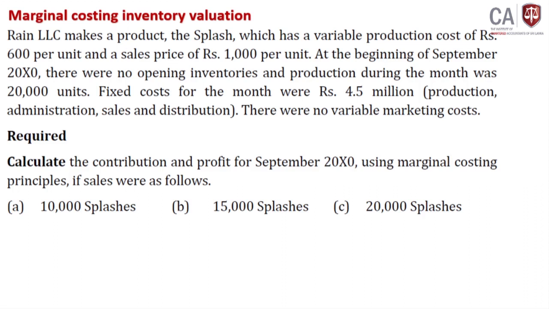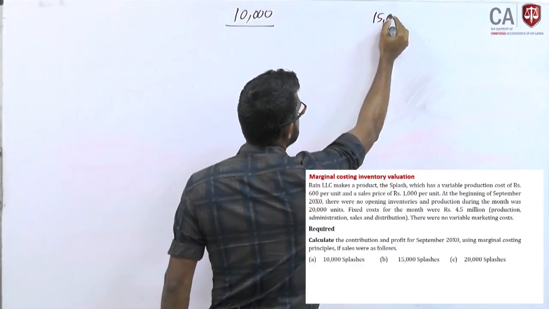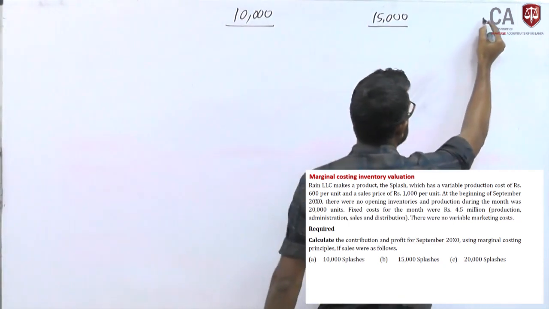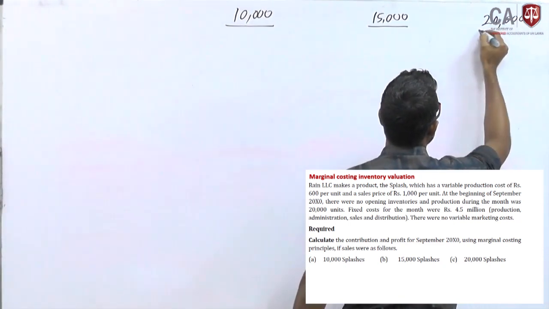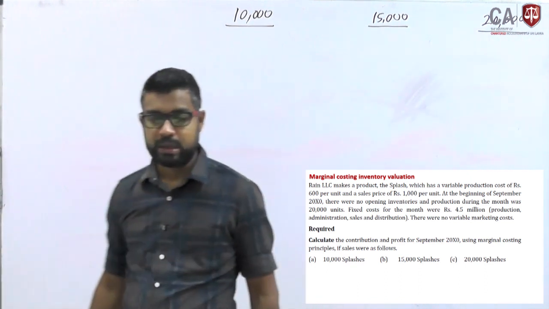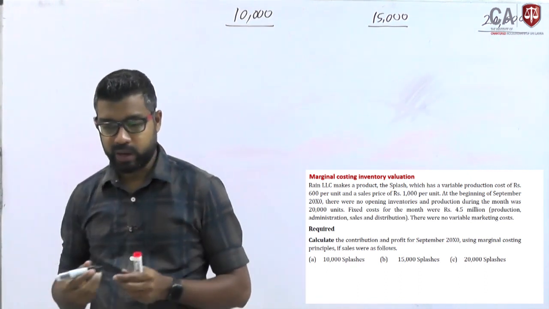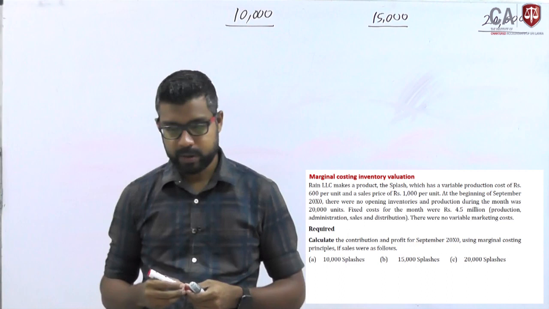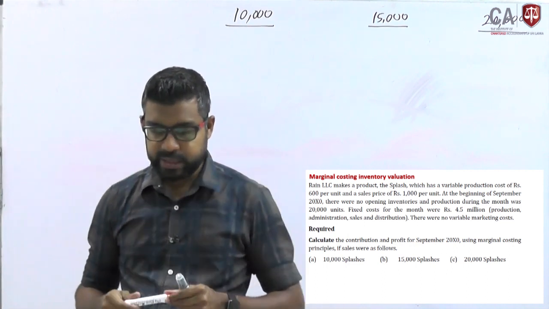There are three activity levels: 10,000, 15,000, and 20,000. So, under these three levels, you need to calculate what? Profit by using marginal cost principles, right. What is the information they have given?